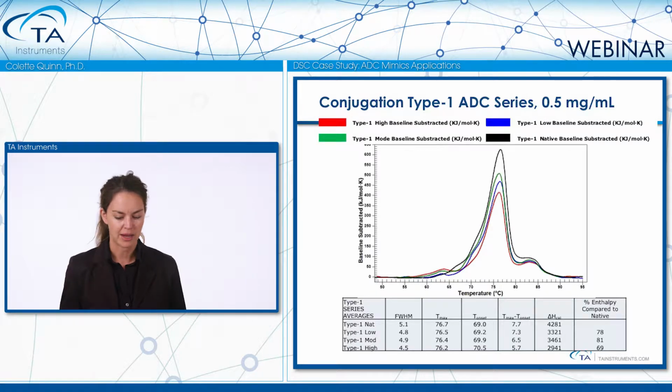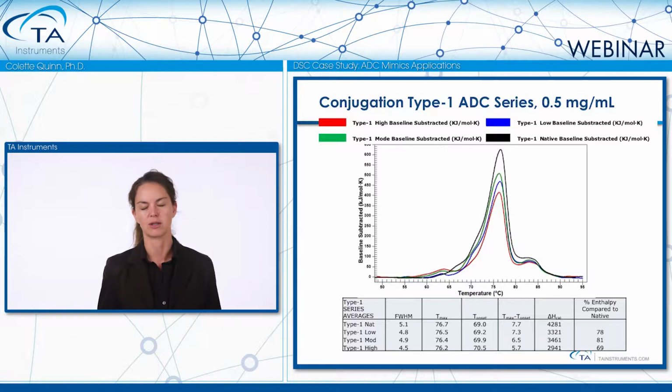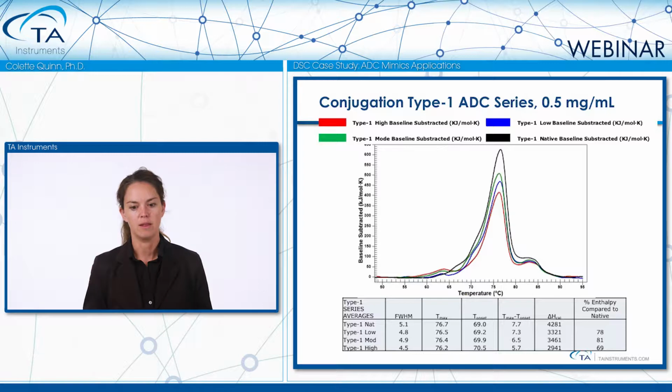One of the problems with ADCs is how many drugs do you have attached on there? There are a few different ways to attach these cytotoxic drugs onto their antibody. And the most commonly adopted way, and kind of the only adopted way now, tends to be the cysteine linker.